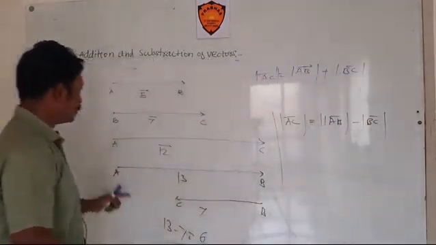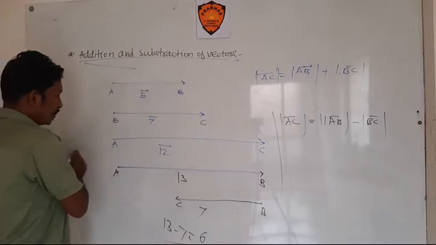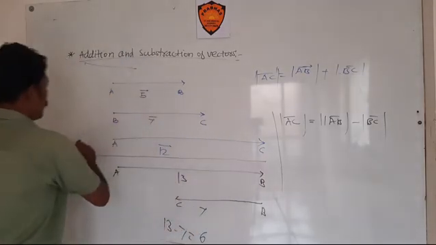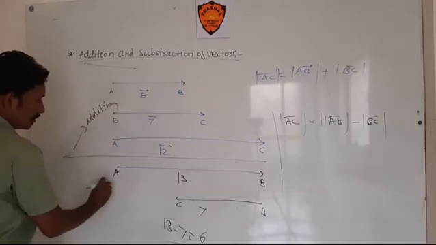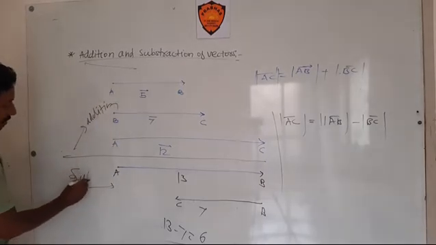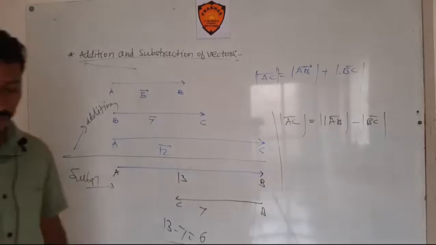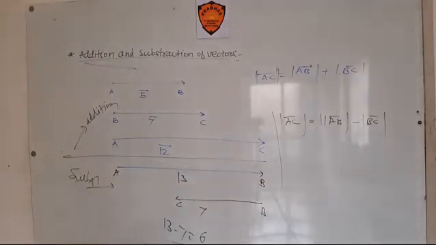Understand how the two vectors may be additive. This is addition and this is subtraction. Understand, students? The two vectors may be additive or may be subtractive.